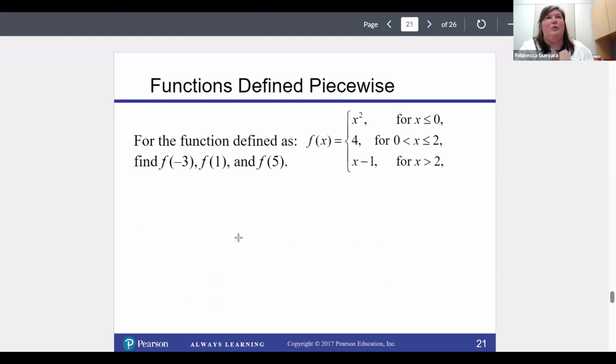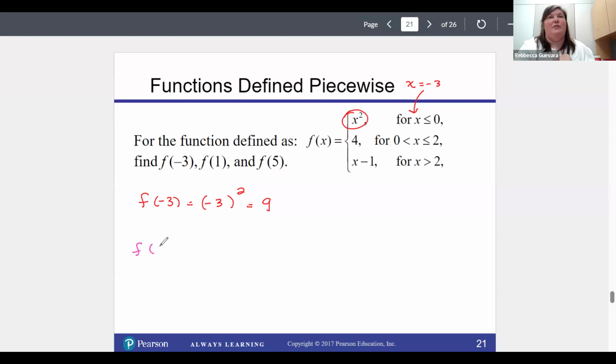Let me get this out of the way for the moment. So f of -3. What I need to do is figure out when x is -3, what function am I looking at? It would be here, because -3 is definitely less than 0, meaning that I'm dealing with this function right now. So my x is going to replace the x in that square. So at f of -3, the function should equal 9.